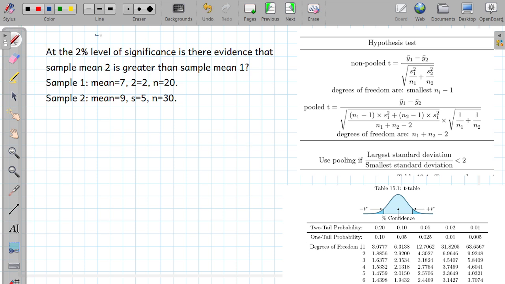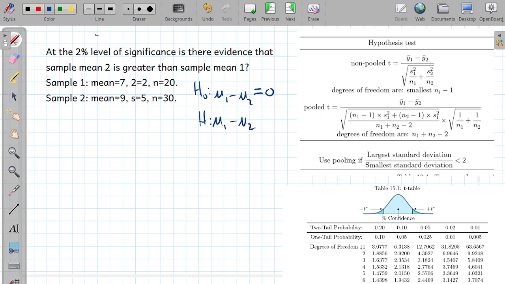Okay, at the 2% level of significance, is there evidence that the sample mean for sample 2 is greater than sample mean number 1? Okay, let's find out. Now, how are we going to do this? Well, let's start off by writing out the hypotheses. So H null, as always, is mu1 minus mu2 is equal to 0. Now, the alternative is mu1 minus mu2 is something else.